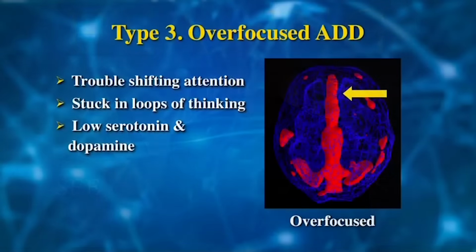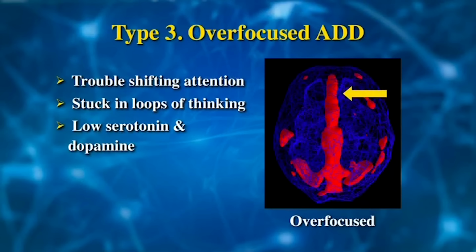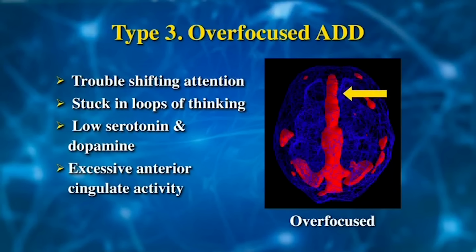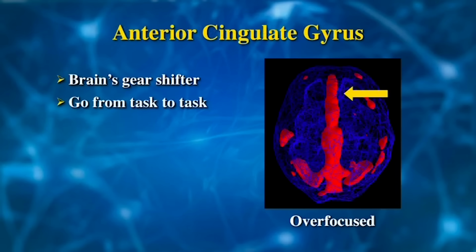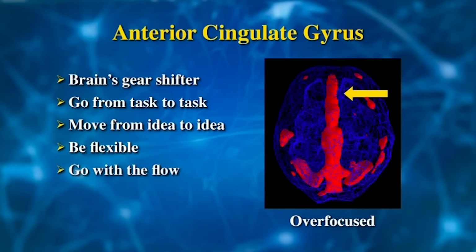The underlying brain pattern is different from classic or inattentive ADD. Here, both serotonin and dopamine tend to be low, and there tends to be too much activity in an area called the anterior cingulate gyrus. Think of the anterior cingulate as the brain's gear shifter. It helps you go from task to task, move from idea to idea, be flexible and go with the flow.